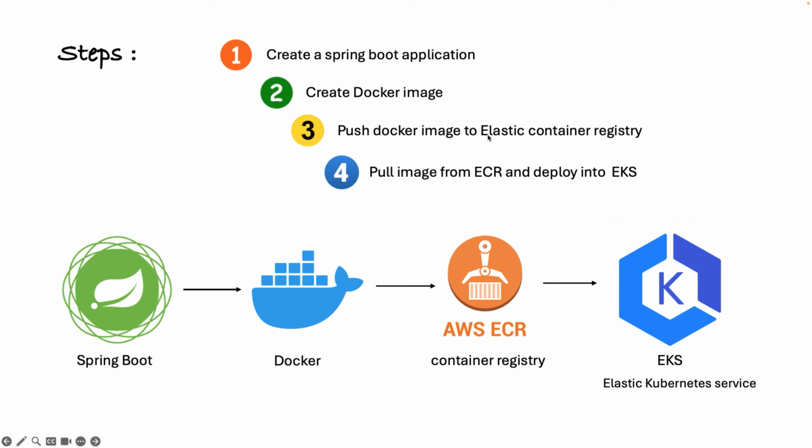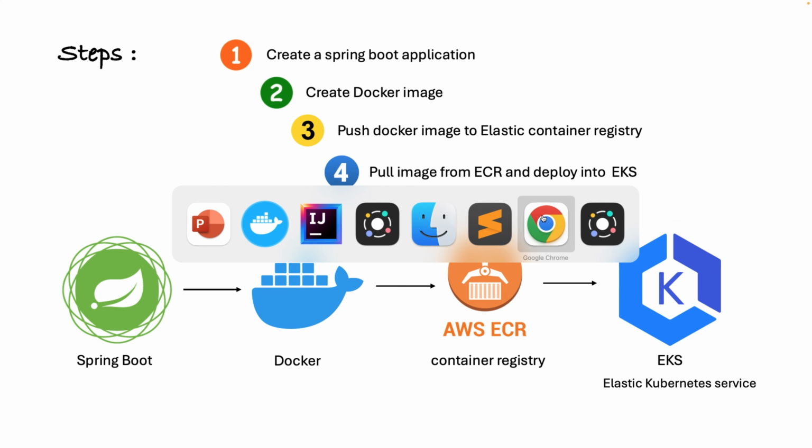ECR stands for Elastic Container Registry. This is one of the services given by AWS to store your images. In my AWS playlist, I already explained about this ECR, and we also did a couple of CI/CD pipelines using ECR. You must check the video to get more knowledge on ECR. Okay, so now the next step: push the Docker image to Elastic Container Registry.